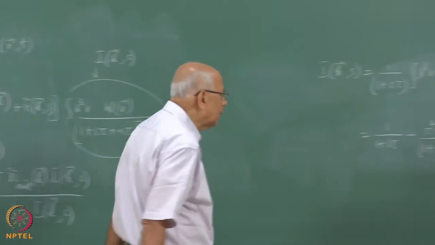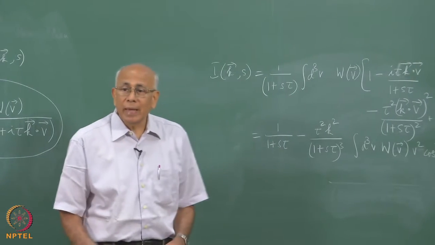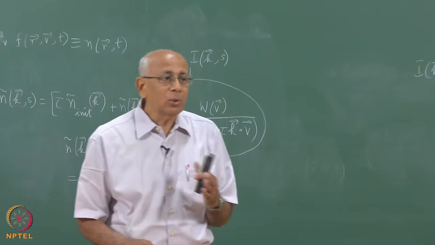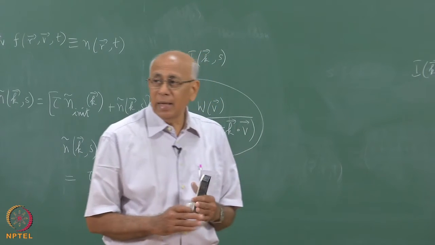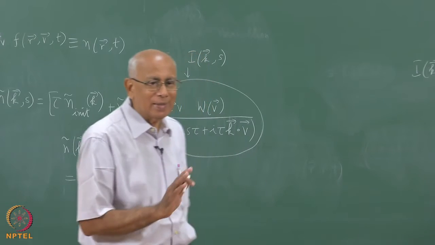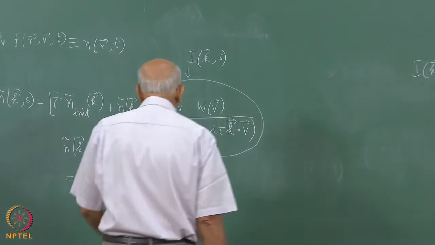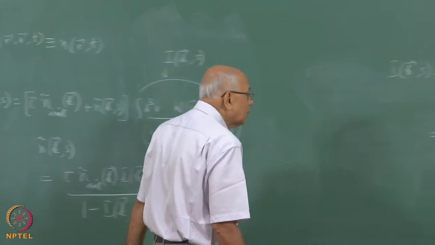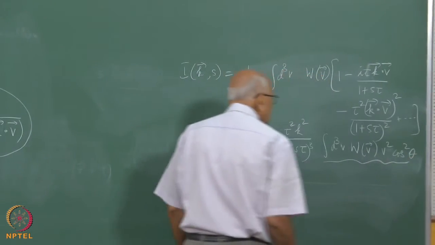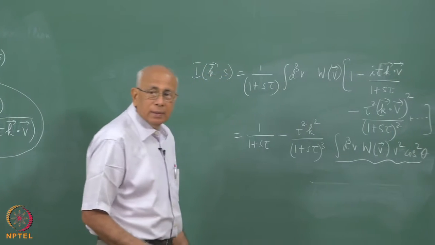It's a trivial problem. But what I want to do is to extract the temperature dependence of this term. That's crucial. There's temperature sitting there in W of v, the Maxwellian. I want to know what it looks like. That's the main point I want to get at. Right? So we should keep this. But you see, this term here, what's it going to be?